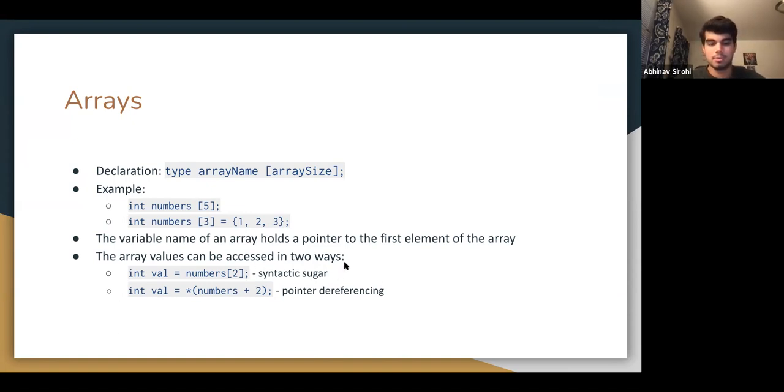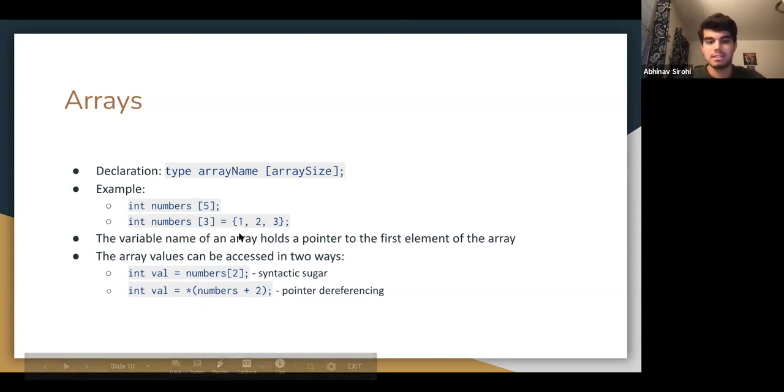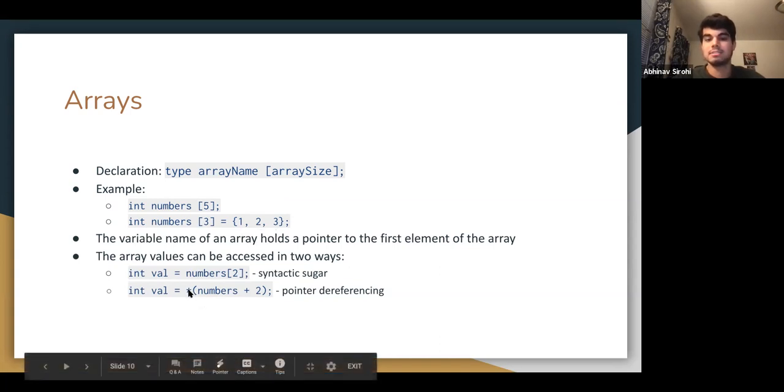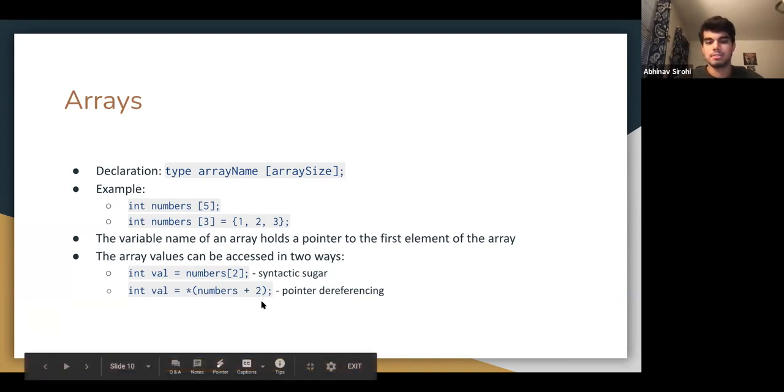What C is actually doing under the hood here is it takes numbers, which is a pointer to this first value over here, and it adds 2 to that pointer. Then the pointer is over here at this value, and it uses the star operator to dereference that and brings the value for you. So this would also result in 3. This is equivalent to this.